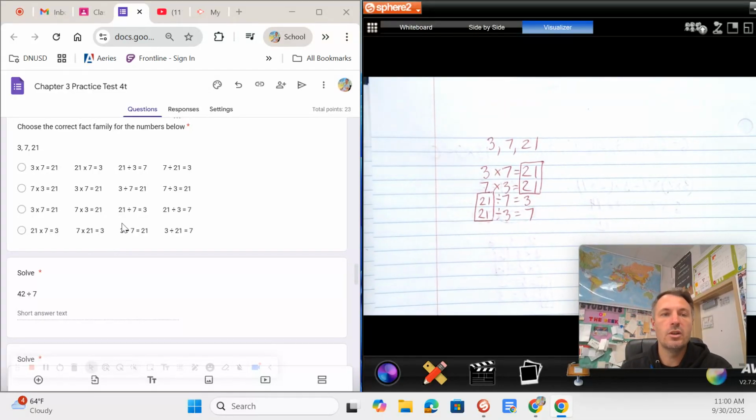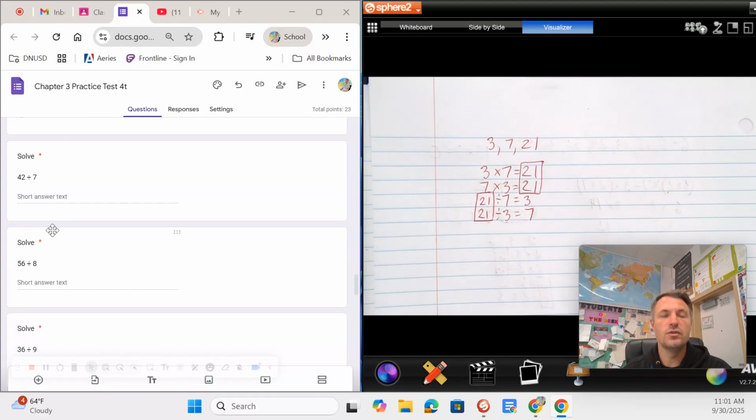So we just have to find the one that says that. 3 times 7 equals 21. 21 times 7 equals 3. That's not right. 7 times 3 equals 21. 3 times 7 equals 21. 3 divided by 7 equals 21? No. 3 times 7 equals 21. 7 times 3 equals 21. 21 divided by 7 equals 3. And 21 divided by 3 equals 7. That's the correct answer right there.